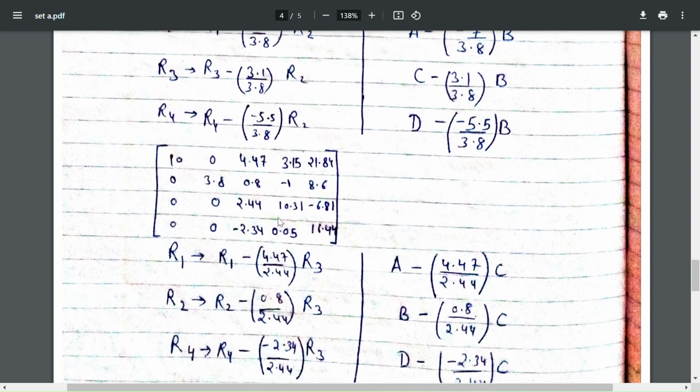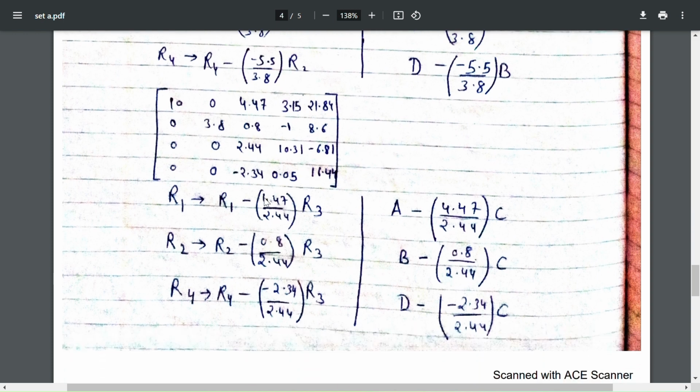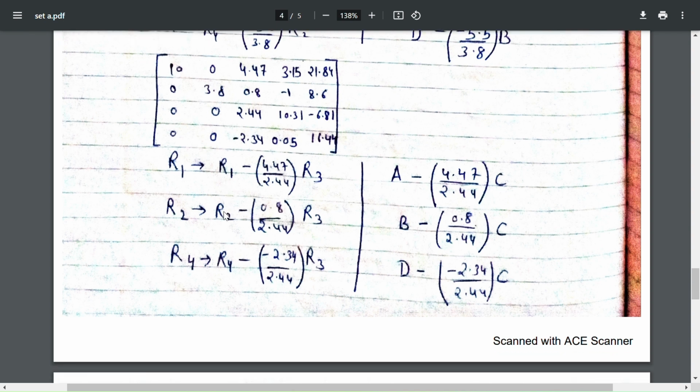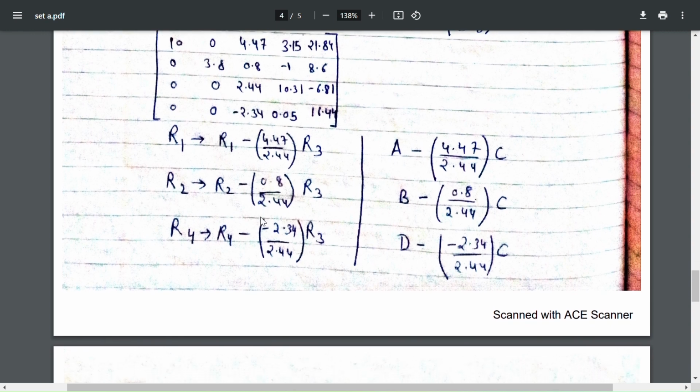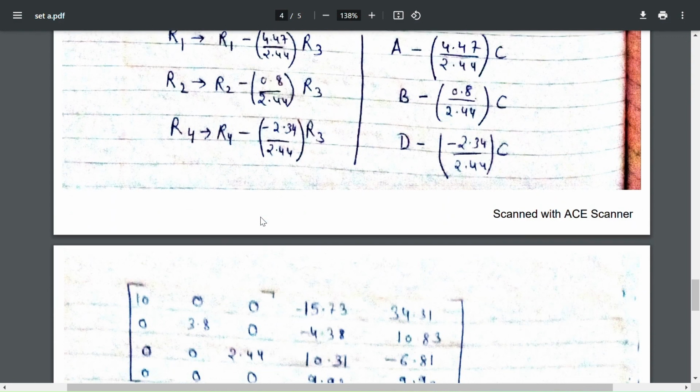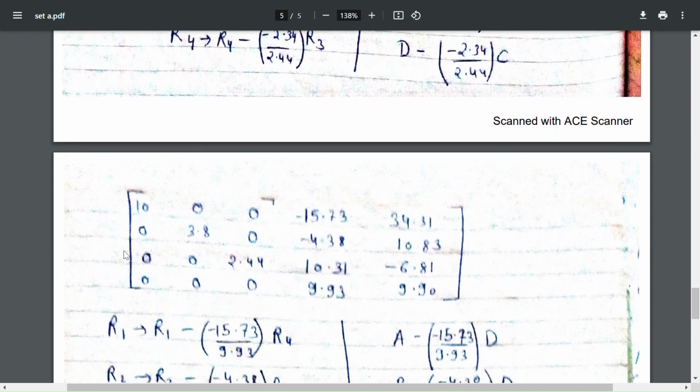Now we have to convert minus 2.34, 0.8 and 4.47 as 0 by the help of this diagonal element 2.44. So we will perform row operation on R1, R2 and R4. So these are the row operation R1 minus under bracket 4.47 divided by 2.44 R3. And for R2, R2 minus 0.8 divided by 2.44 into R3. And for R4, R4 minus under bracket minus 2.34 divided by 2.44 R3. On solving this operation, we get a new matrix, which is this.